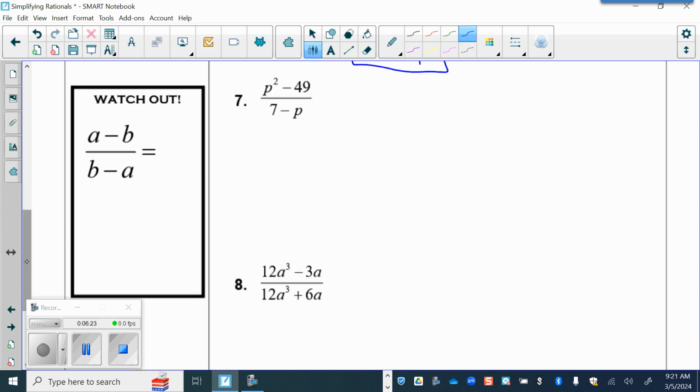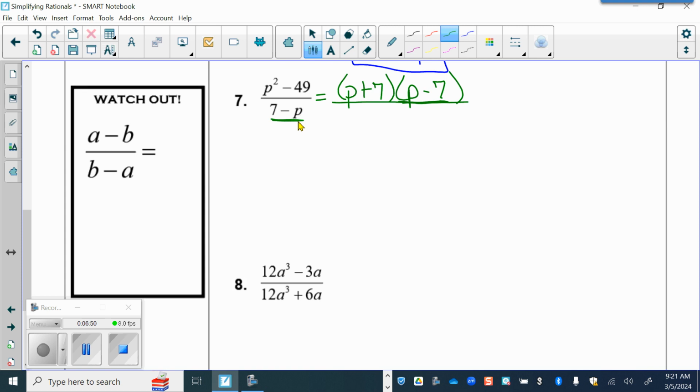Now, number 7 is a little different. Let's start by factoring that numerator, though, right? Difference of two perfect squares. So square root plus square root minus square root. Now, here's the problem. I'm not going to be able to cancel this p minus 7 and this 7 minus p because the order in subtraction matters.